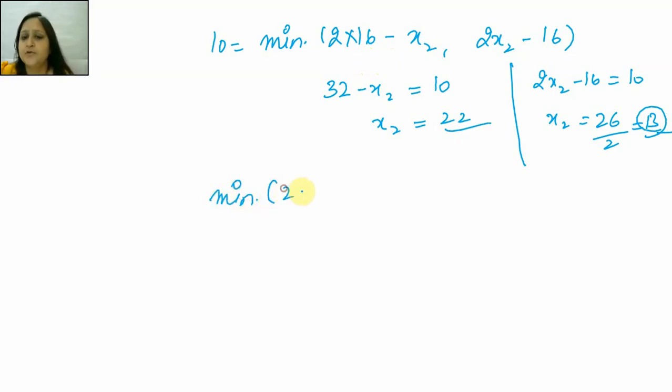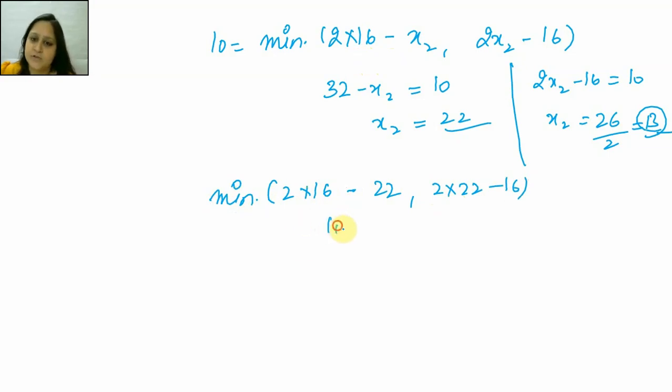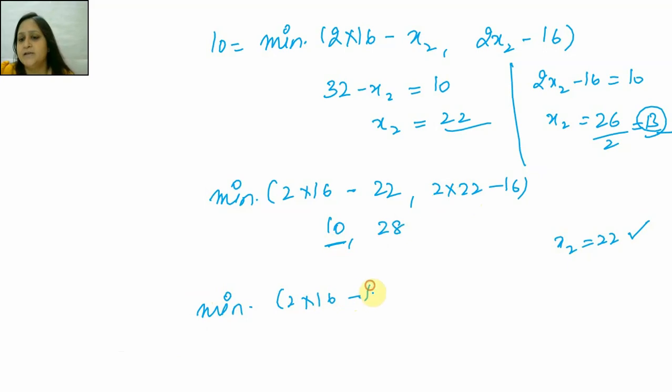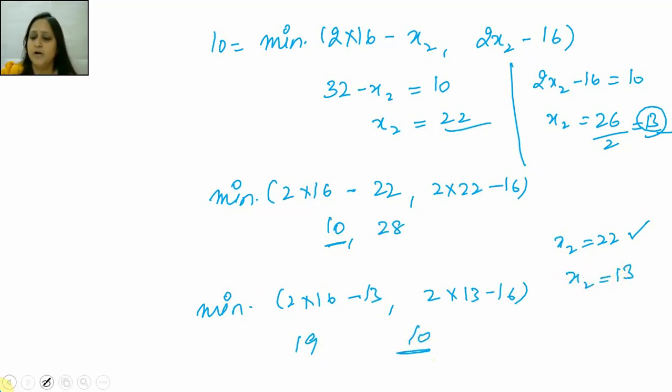Minimum of 2 into 16 minus 22, and 2 into 22 minus 16. So 2 into 16 is 32 minus 22 is 10; 22 into 2 is 44, 44 minus 16 is 28. Minimum is 10. So x2 equal to 22 works. Let's see the other: minimum of 2 into 16 minus 13, and 2 into 13 minus 16. 2 into 16 is 32, 32 minus 13 is 19. 13 into 2 is 26 minus 16 is 10. Minimum is still 10. So either of these two works. So x2 can be 22 or 13.